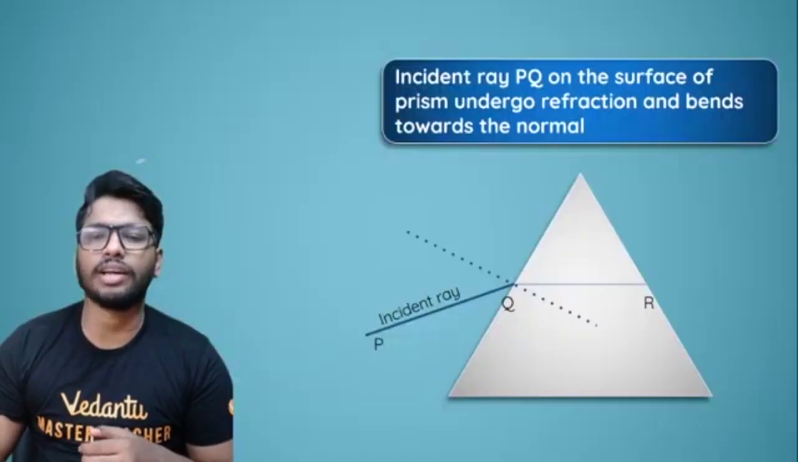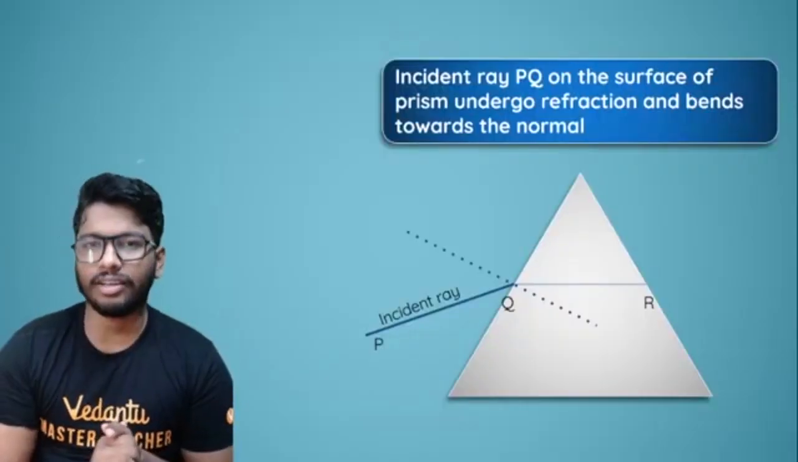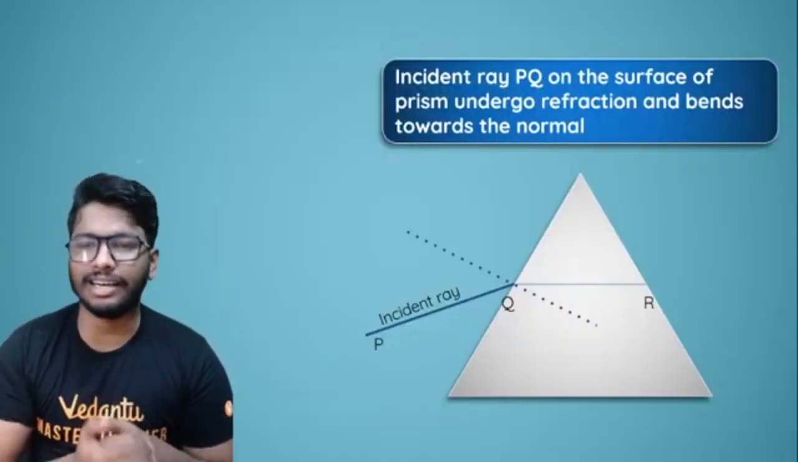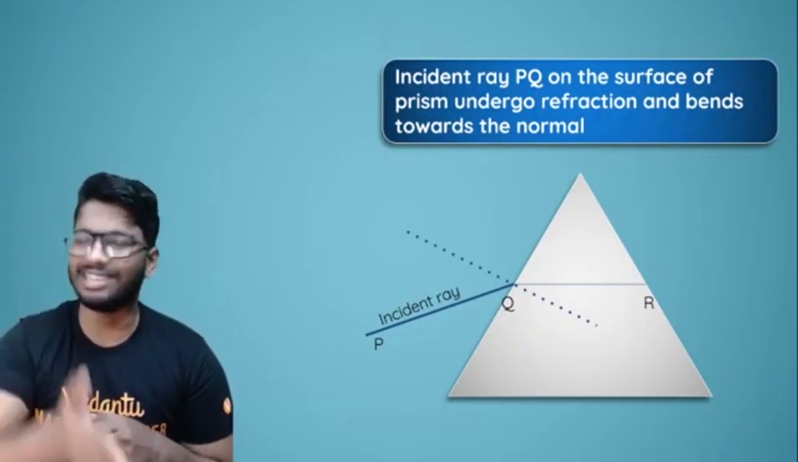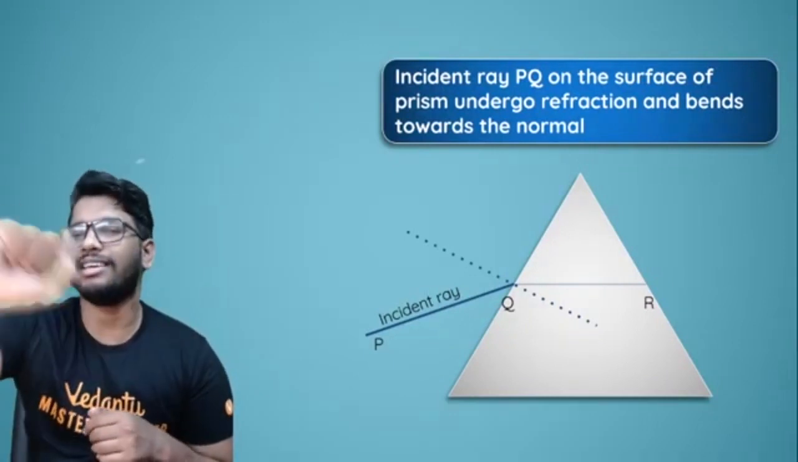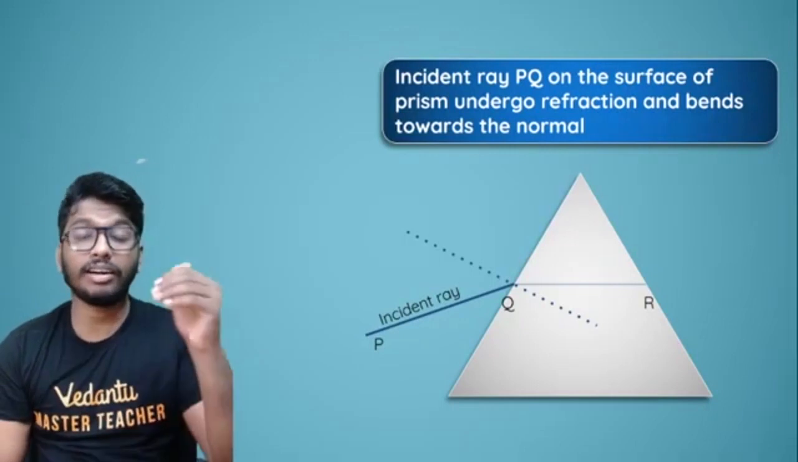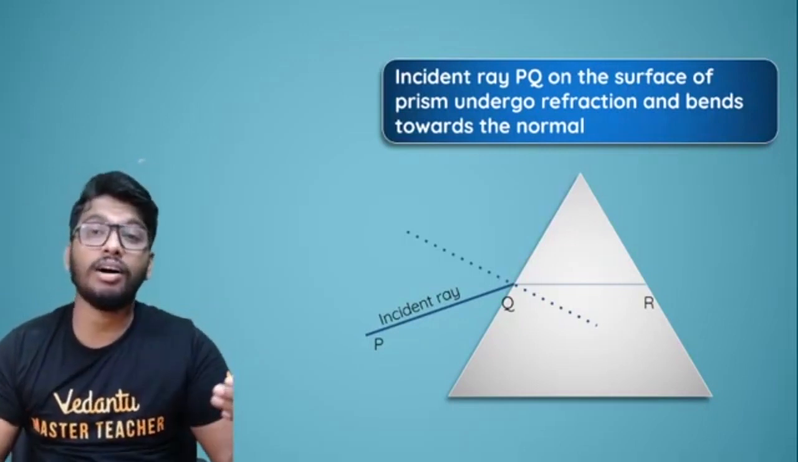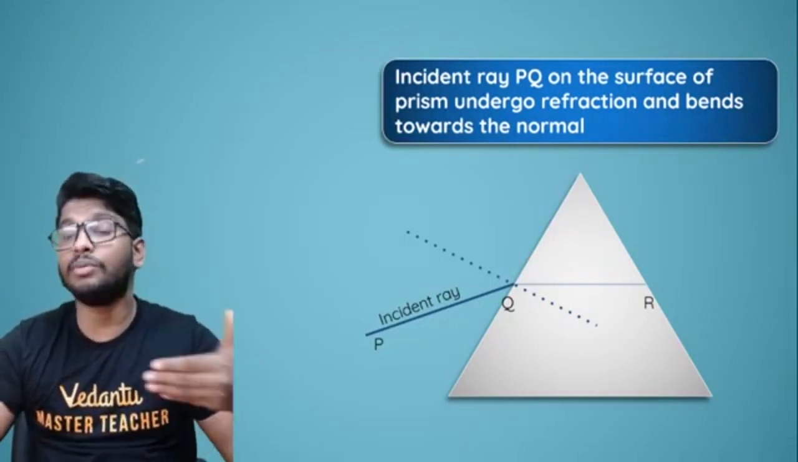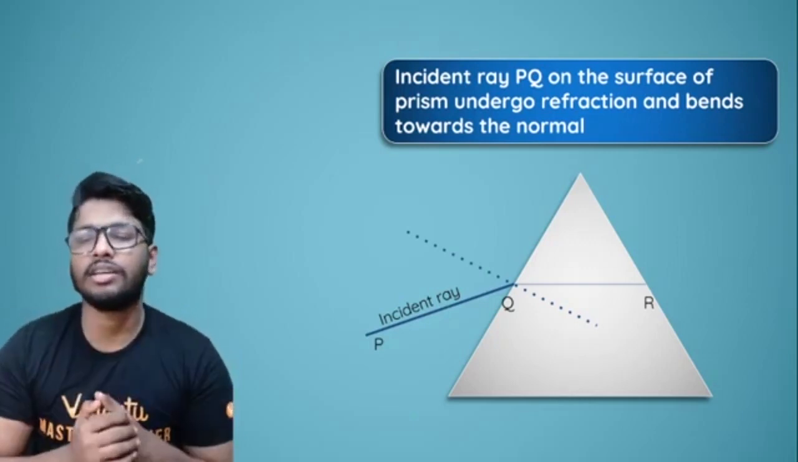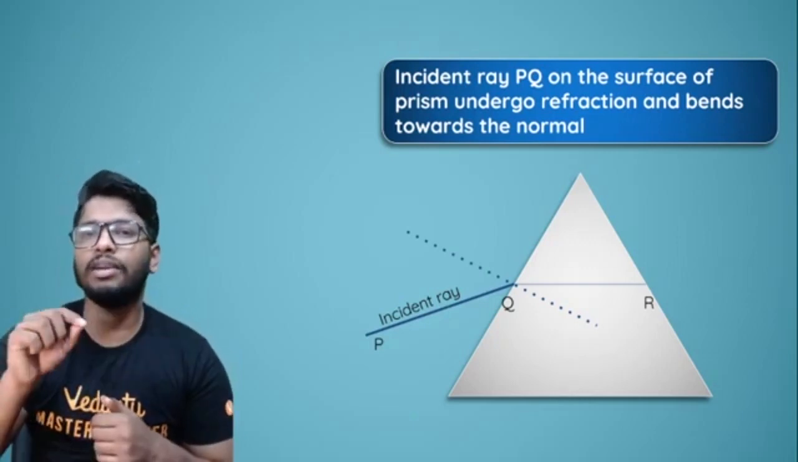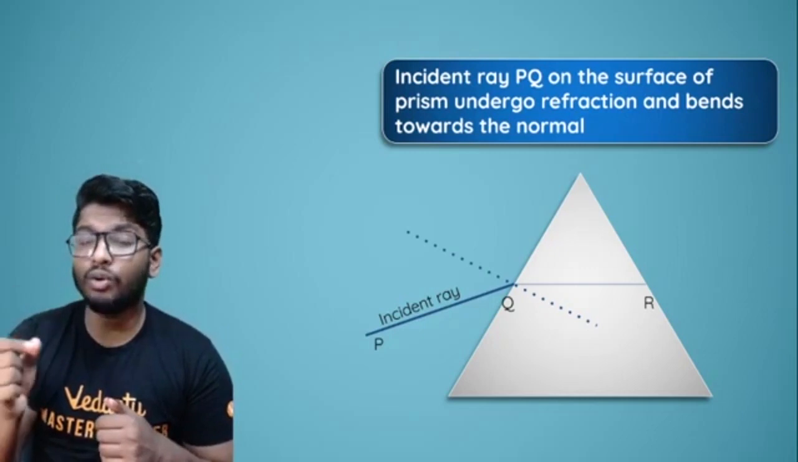Starting with the first one, guys, imagine a ray of light, let's say PQ, is incident on this surface. It's an inclined surface. The ray of light is coming and hitting the surface. Now the ray of light is going from a rarer medium into a denser medium, from air into glass. So in this case, the ray of light would refract and go towards the normal.